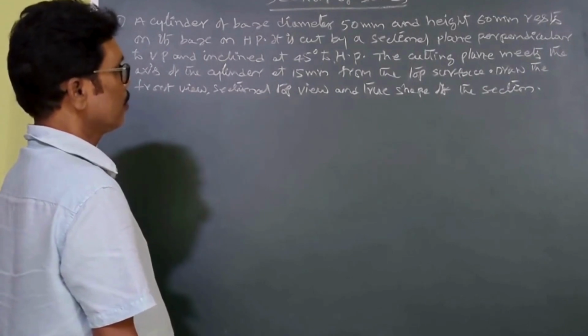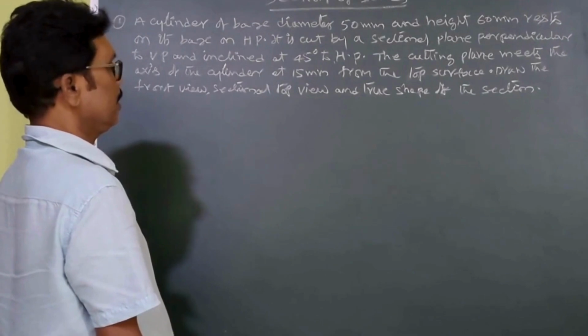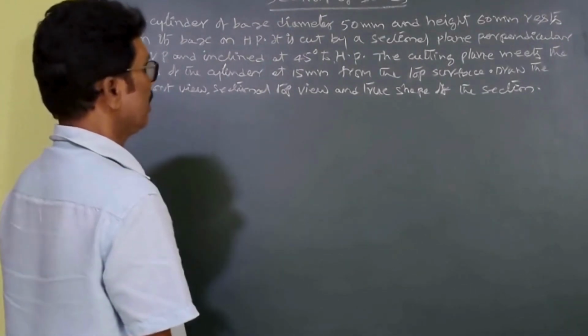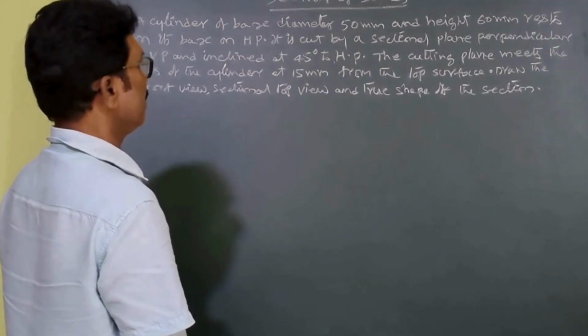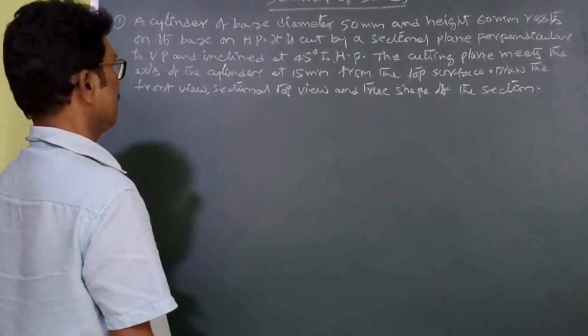That shape, in front view and top view, we can develop. Of course, the true shape is not there in the front view and top view when the plane cuts the object at a different angle, so we can develop the true shape of that cut surface.